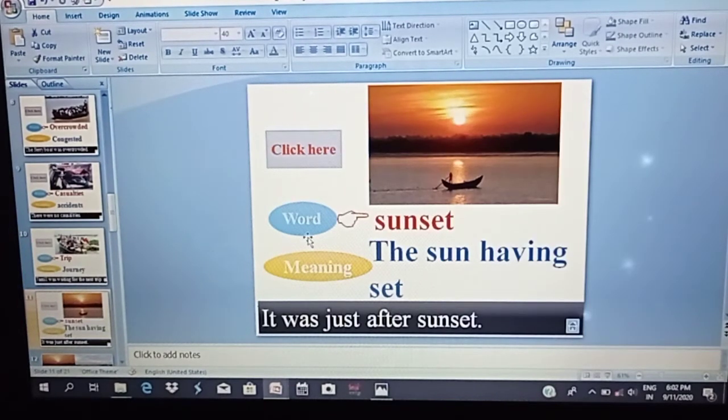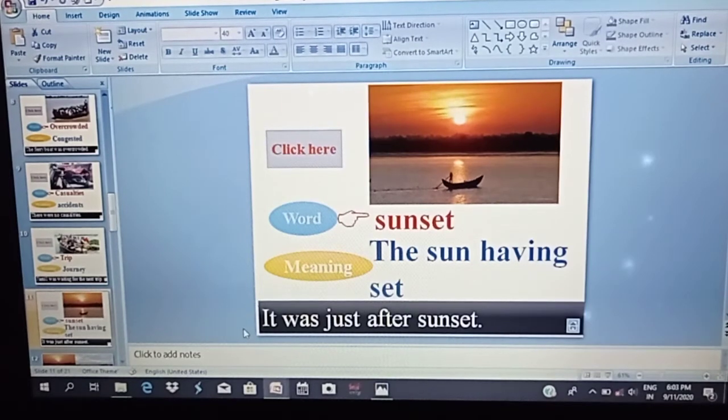The next word is sunset, and we are also watching a picture of sunset. The sun having set, যখন সূর্য অস্ত যায় সেটাকে আমরা বলি সানসেট, সূর্যাস্ত. And we have an example of this word also. It was just after sunset.